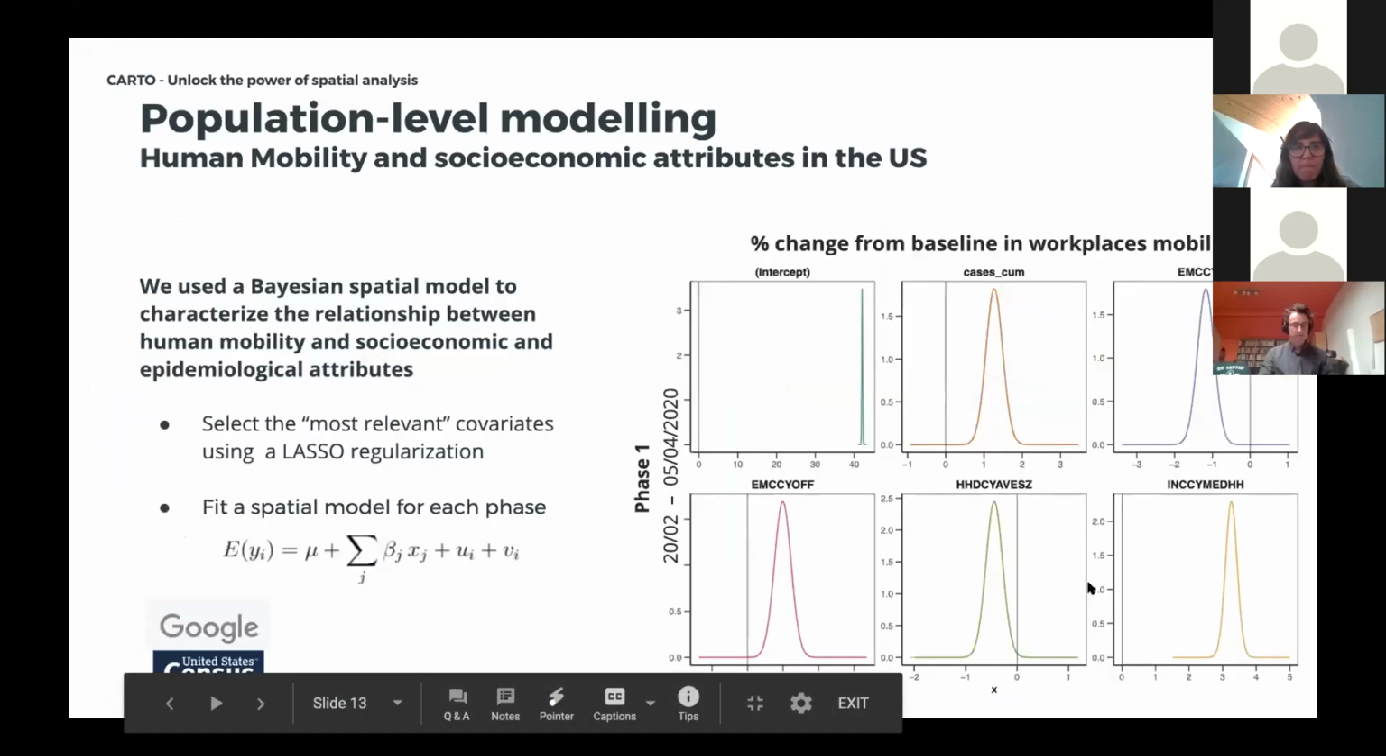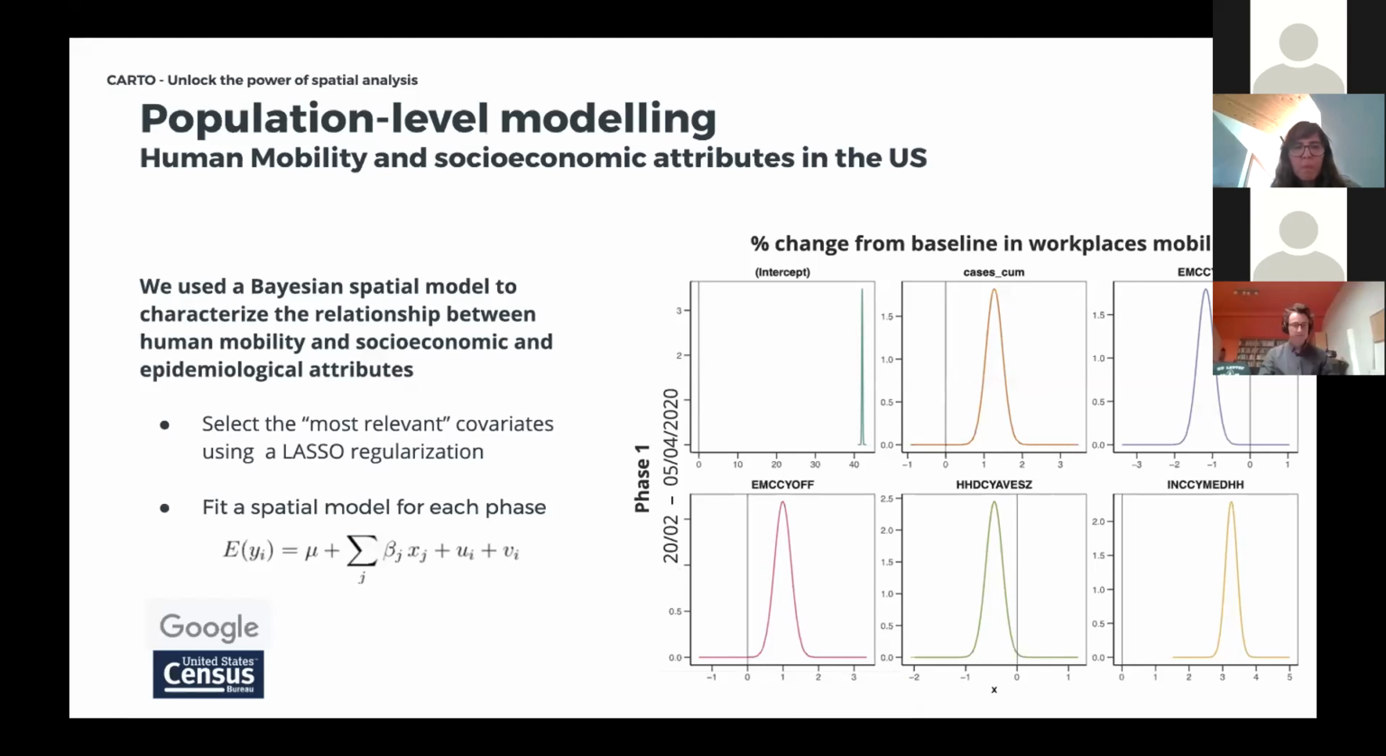So what we did was use a similar framework, but in this case, try to model the change in mobility for both phases as a function of socioeconomic attributes from the United States Census and some epidemiological data, namely the cumulative number of reported cases at the end of each phase. Because most of these data are highly correlated, we first run a regression analysis using a lasso regularization to select the most relevant covariates in order to ease the interpretation of the results. And then we fitted the spatial model as a function of the selected covariates and estimated the posterior probability for each of the effects related to each of the covariates.